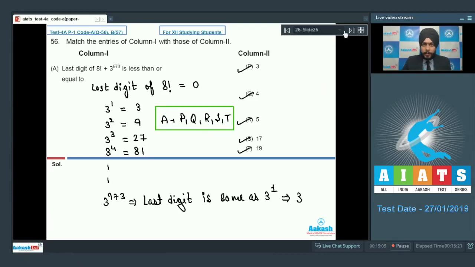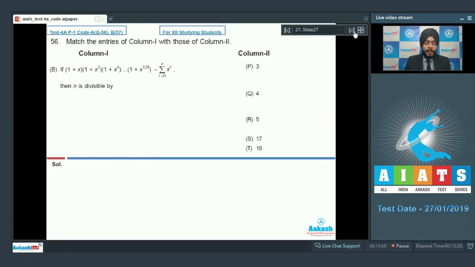Let us move on to B part. B part says that if 1 plus x into 1 plus x square into 1 plus x power 4 so on till 1 plus x raised to power 128 is equal to summation r from 0 to n x raised to power r, then n is divisible by. So students, to tackle this type of series, we use the multiplication and division by 1 minus x. There will be a plus b into a minus b. That will be a square minus b square. And that will keep on repeating till x raised to power 128.